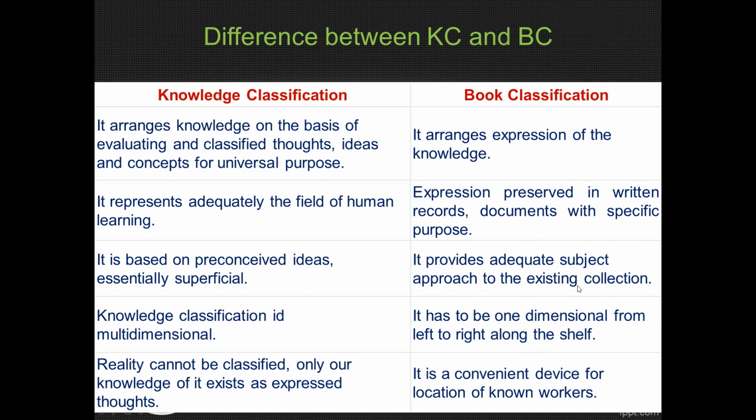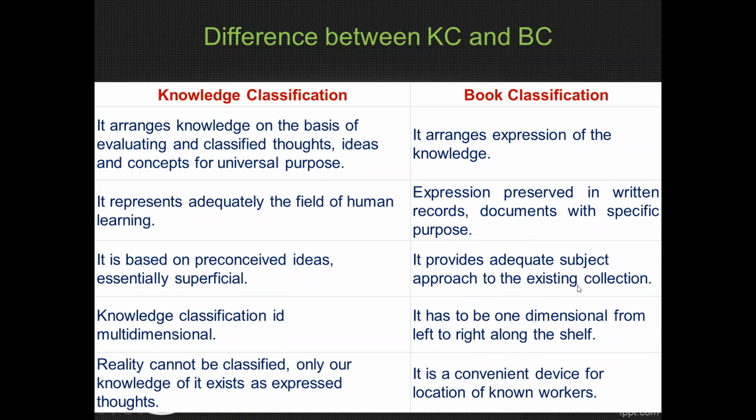We have taken the example of agriculture. Agriculture will grow as food. Agriculture will go for marketing. Agriculture will grow as there are many food diseases, and so on. So knowledge classification is multidimensional, that we have already seen. Then book classification has only one dimension, from left to right along the shelves. Okay, so in one direction it will be dimensional.